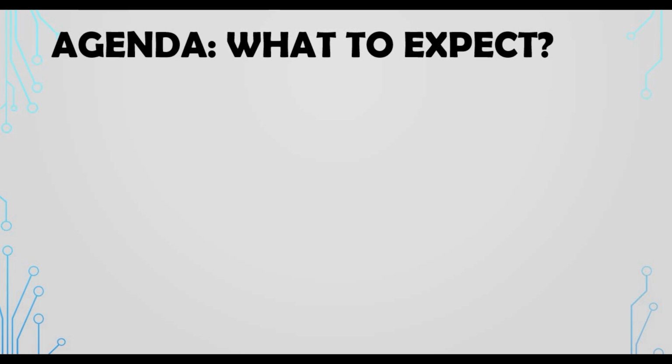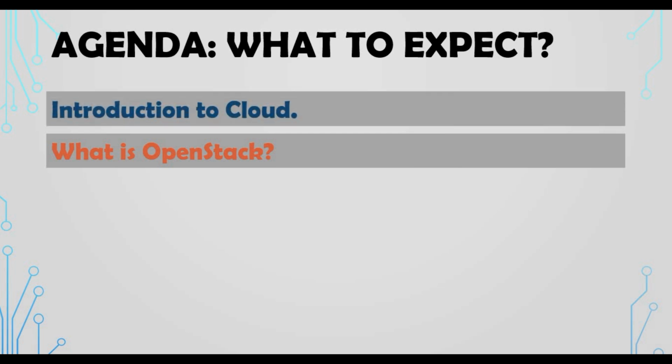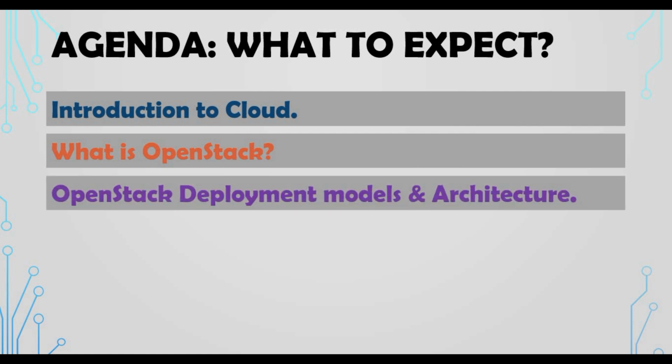So in the agenda, what we are going to see, what we can expect from this tutorial. We are going to talk about what is OpenStack. Before getting into OpenStack, I want to give some basic introduction about cloud. So we'll talk about what is cloud, why we have to use cloud, and what are the different kinds of cloud service models, so you can get an idea. And then we will talk about OpenStack, and why we have to use OpenStack and what are the benefits, those kinds of things. And we'll also see OpenStack deployment models and mainly the architecture.